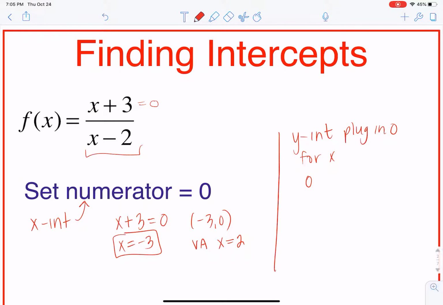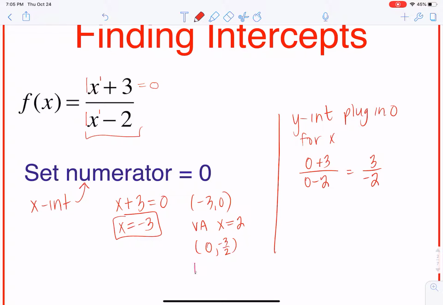So here I can say 0 plus 3 over 0 minus 2. This is going to give me 3 over negative 2. So I also know that the point 0 comma negative 3 halves is going to be on my graph. I also know that my degrees are equal, degree of 1 and degree of 1, so I can divide my lead coefficients. So I'll have a horizontal asymptote where y is equal to 1.